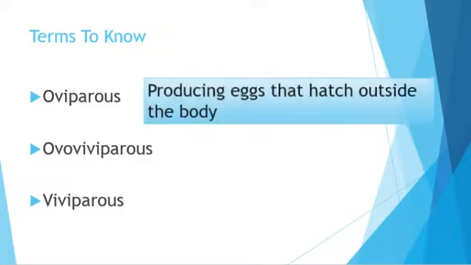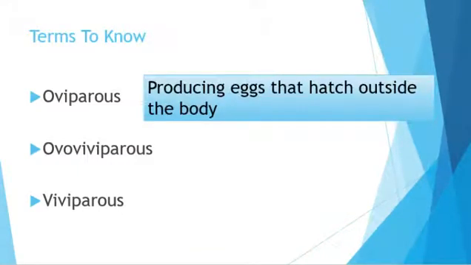Oviparous means to produce eggs that hatch outside of the body. The female lays the eggs, they get fertilized outside of the body, and then they hatch outside of the body. So these are never cared for by their mama. Okay, they hatch out and they're already living the life they need to live.